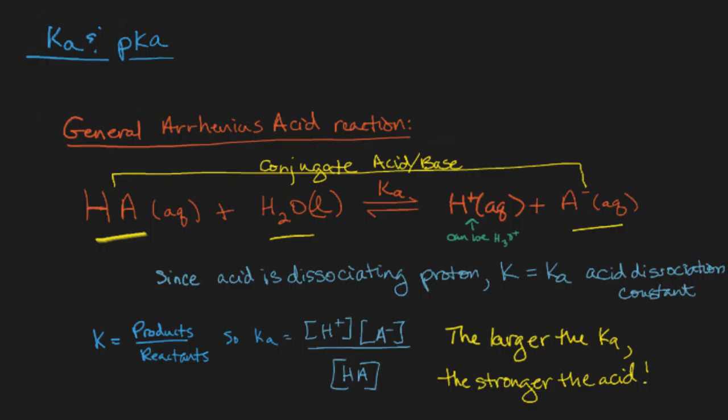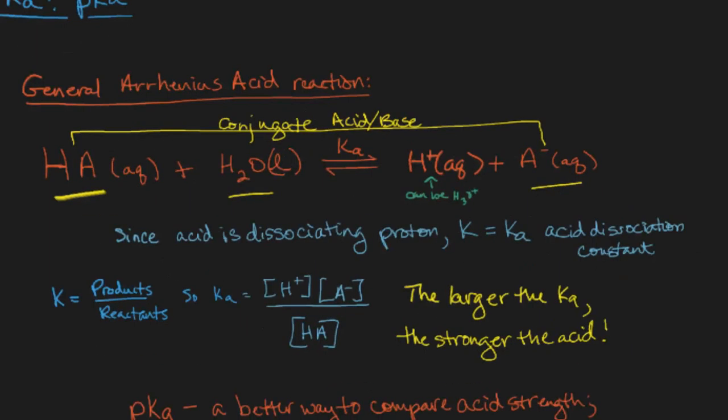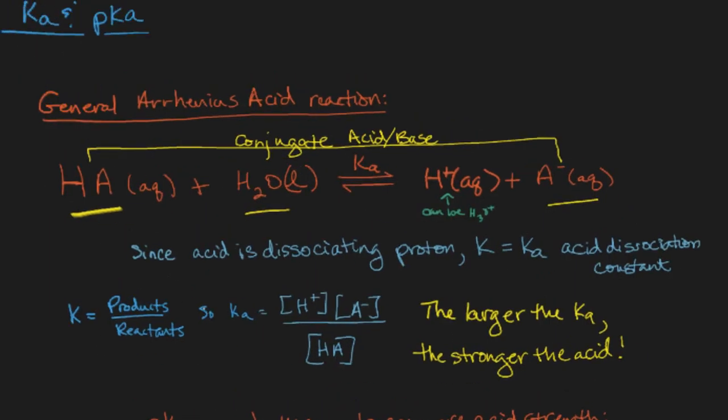Okay? And if you were to look at the equilibrium constant, in this case, because it's an acid, we call it the acid dissociation constant. It's always products over reactants. In this case, the products are these two, and the reactants, even though it's these two, H2O being liquid doesn't show up in the equilibrium expression.